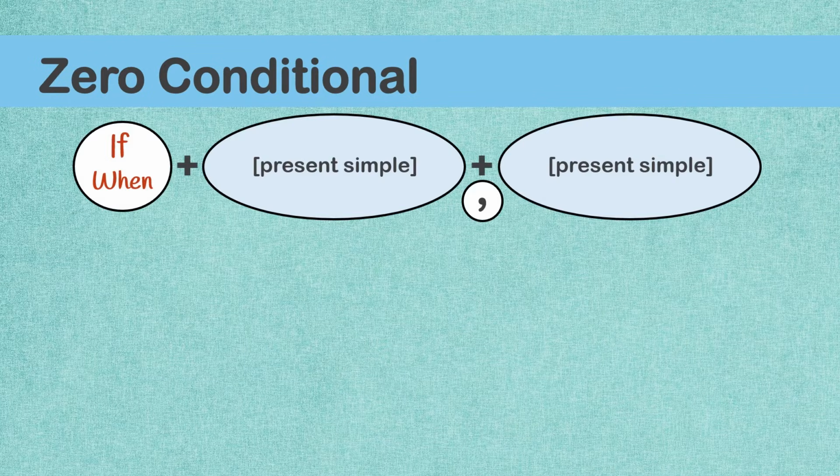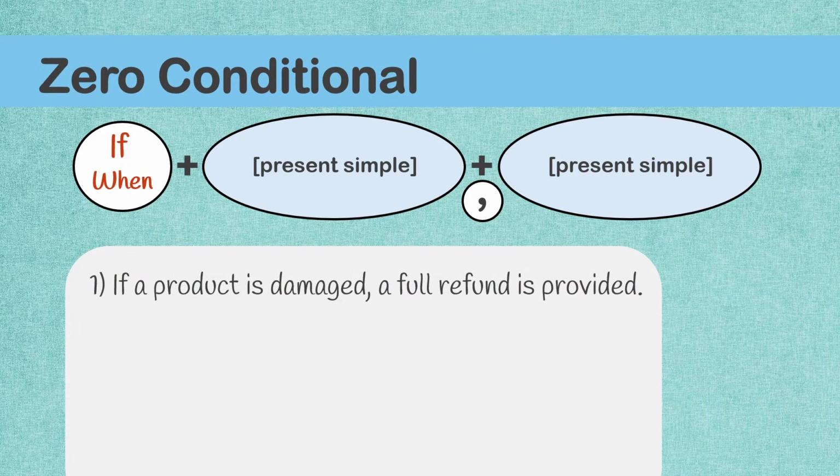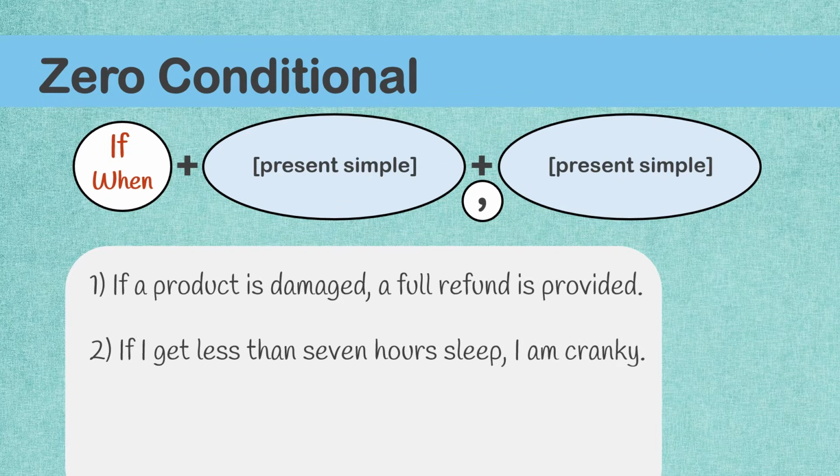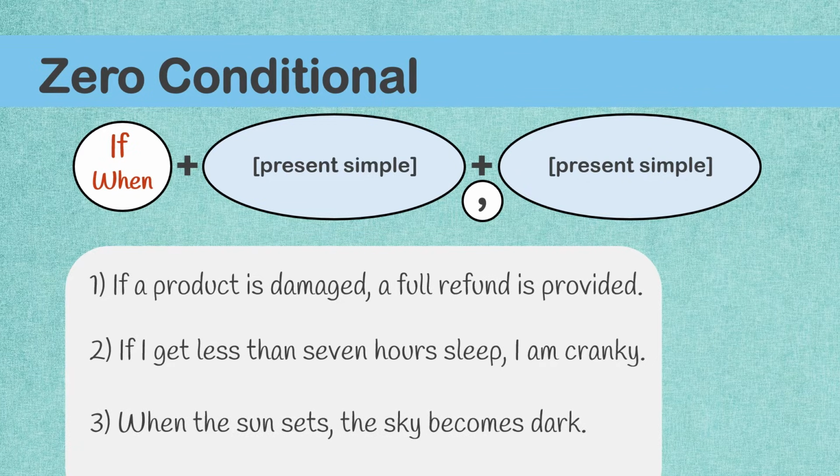Now we know the structure of zero conditionals, let's take a look at a couple more examples. The first. If a product is damaged, a full refund is provided. If I get less than 7 hours sleep, I am cranky. When the sun sets, the sky becomes dark. We know they are zero conditional because they follow this structure. If or when, followed by a clause in present simple, then a comma, then another clause in present simple.